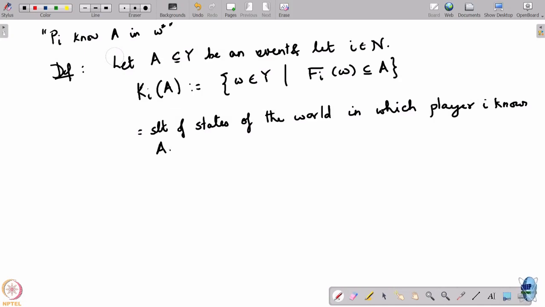Now, what kind of a set is Ki of A? If A is any event, what sort of a set is Ki of A? Exactly. If A is an event, then Ki of A is also an event. It is a subset of the states of the world, since an event is simply a subset of the states of the world. Once it is an event, I can again ask, for any other player, whether that player knows this event.